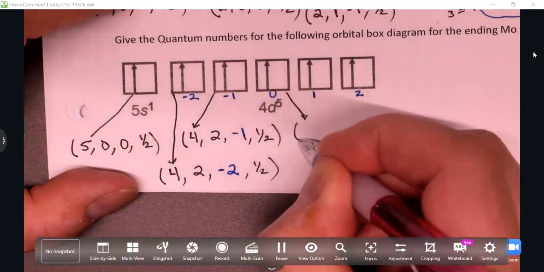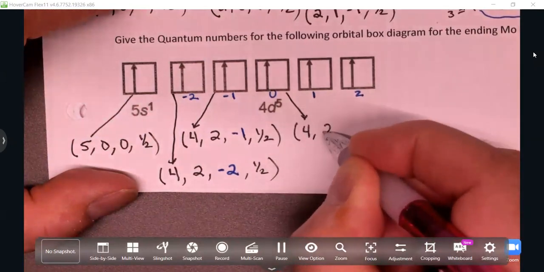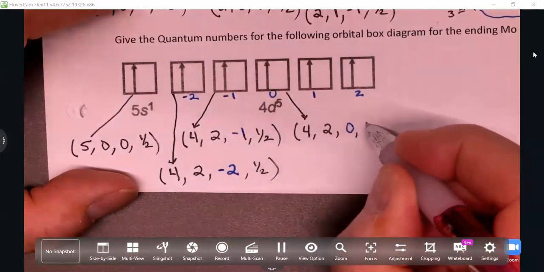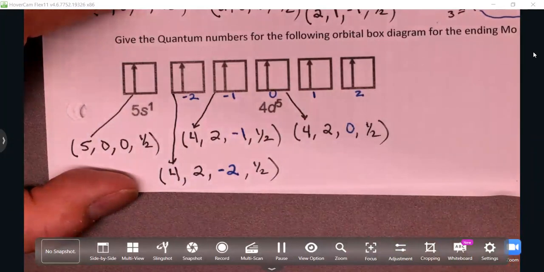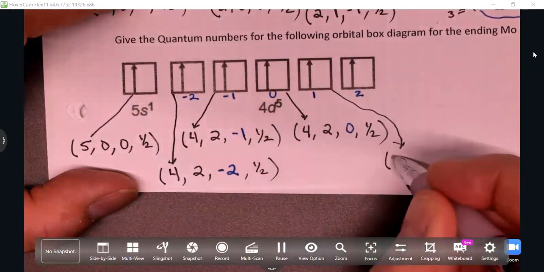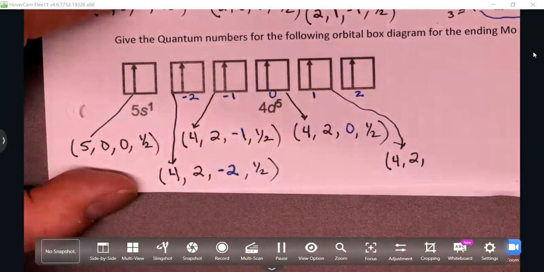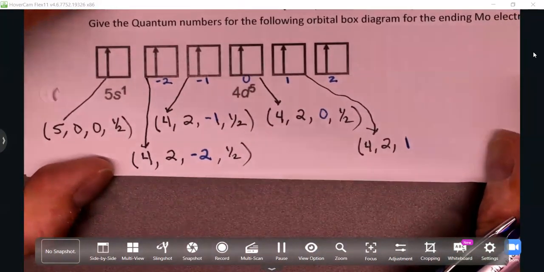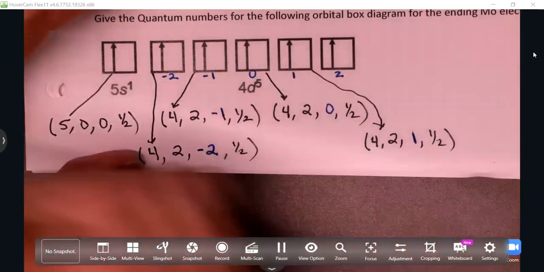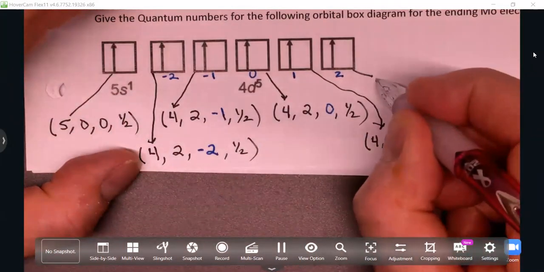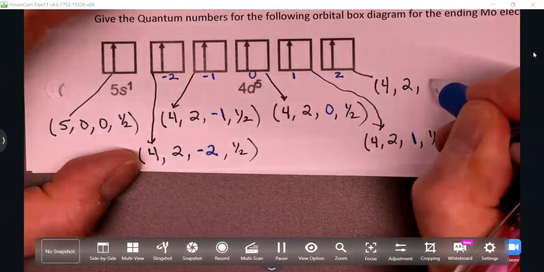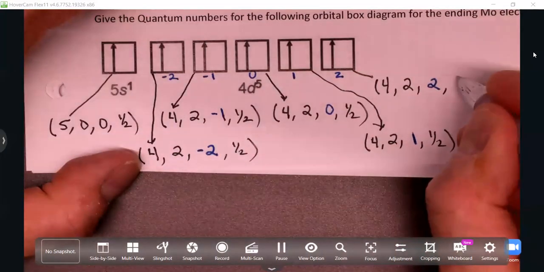So if we do this one, it's going to be energy level 4, 2, 0, 1/2. I'm not going to do that very well. 4, 2, 1. I don't know if that blue shows up a little bit. 1/2, and then 4, 2, 2, 1/2.